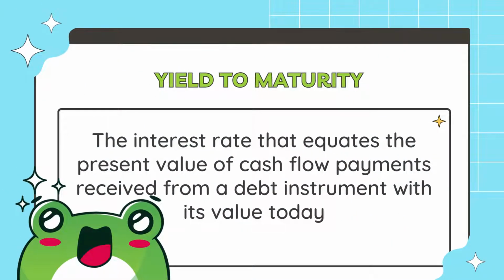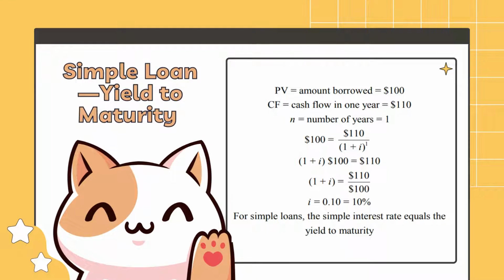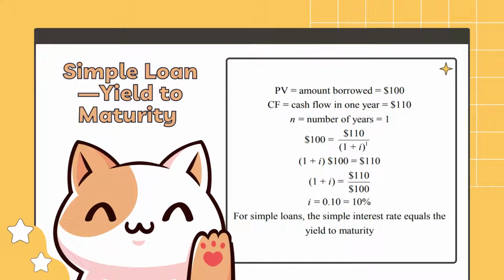So, what is yield to maturity? The interest rate that equates the present value of cash flow payments received from a debt instrument with its value today. So, paano nga ba kinu-compute ang yield to maturity ng isang simple loan? So, for simple loans, the simple interest rate is equals the yield to maturity. So, sa simple loan natin, tandaan nyo that the simple interest rate ay equivalent sa ating yield to maturity.